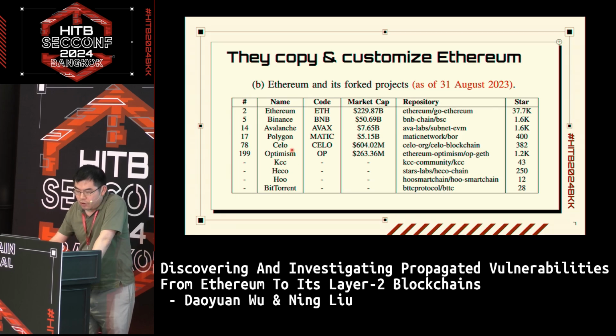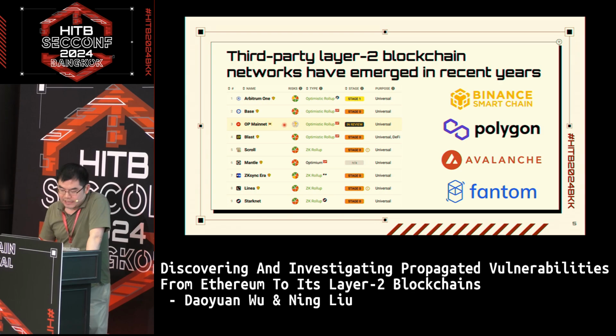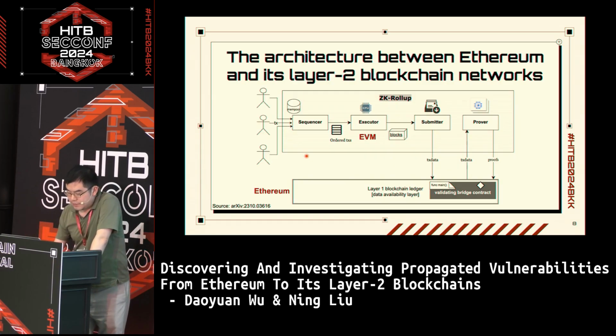Especially for Optimism, it further triggered many blockchain networks. You can see here the Coinbase network and also Blast and Mantle, they all use the same technology as Optimism. So even though this table only lists Optimism alone, it actually affects several other blockchains.